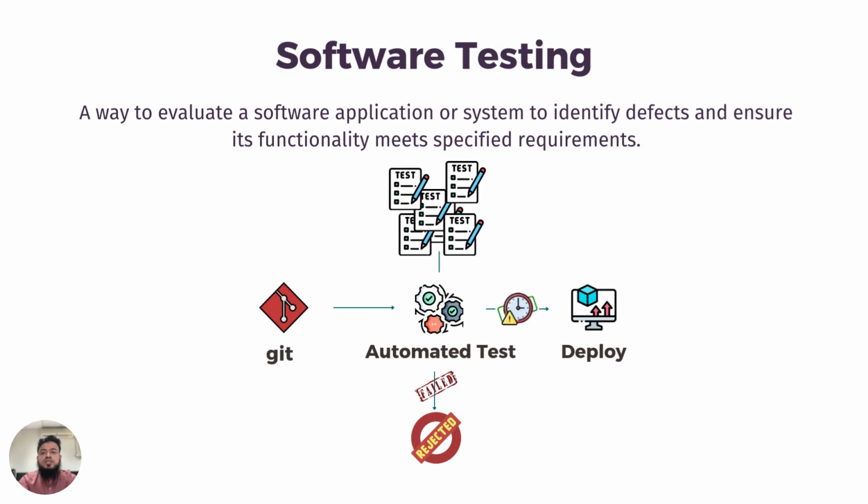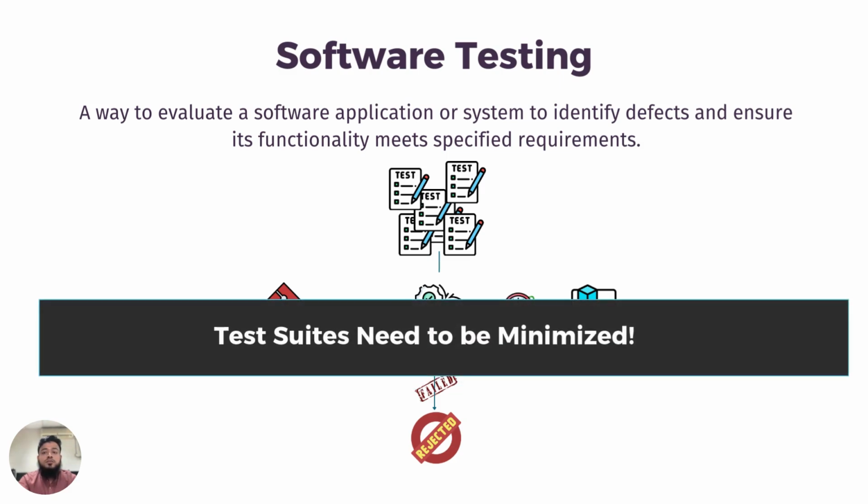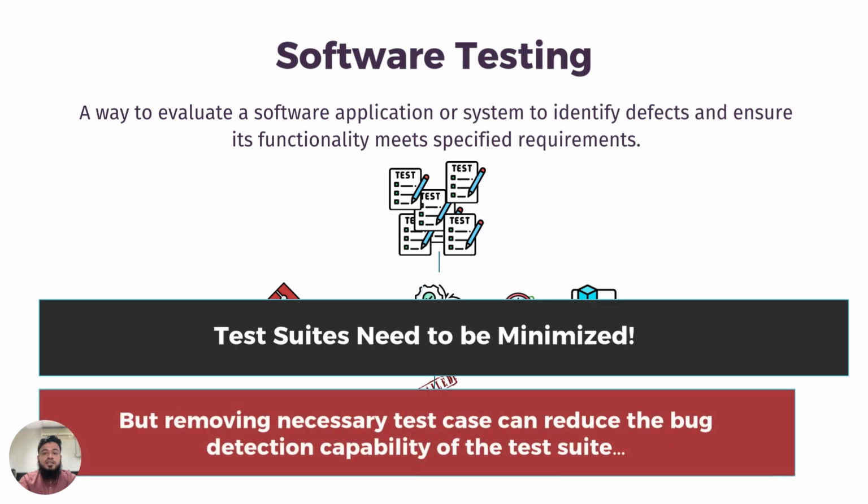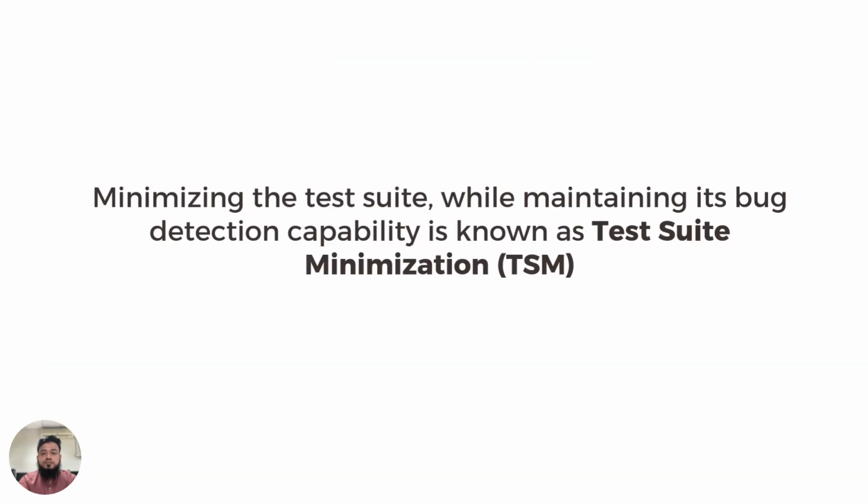As software evolves, the size of the test suite grows. This can cause excessive time and resource wastage. Thus, test suites need to be minimized. But removing necessary test cases can reduce the bug detection capability of the test suite. Minimizing test suite while maintaining its bug detection capability is known as test suite minimization (TSM).